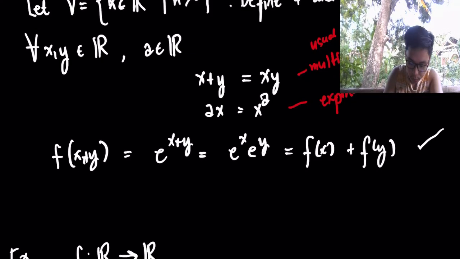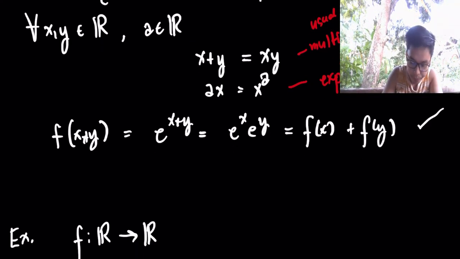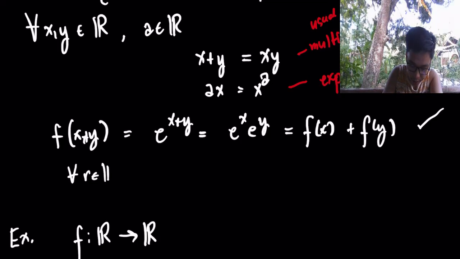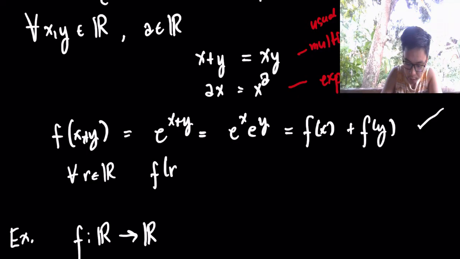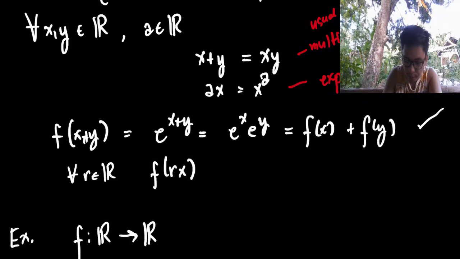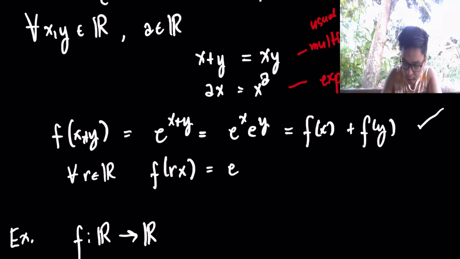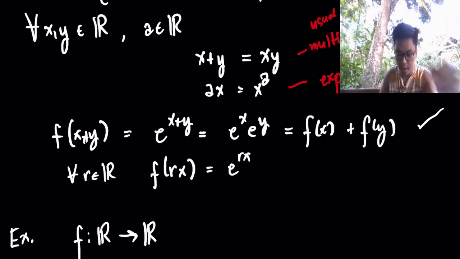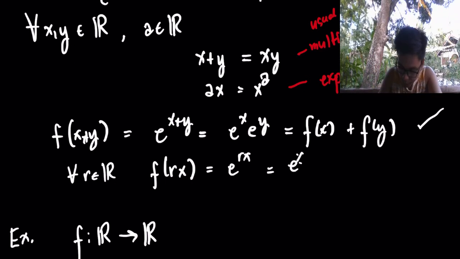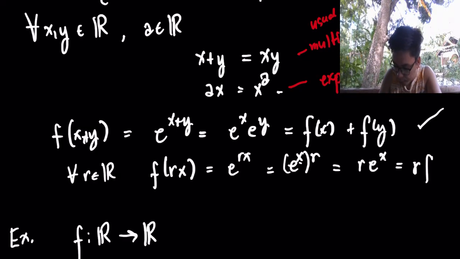Now, for every r in R, f of r x is the same as e to the r x. And this is the same as e to the x raised to r. Remember, by the definition of exponentiation, this is r times e to the x, which is equal to r f of x. Okay, so that's all for now.